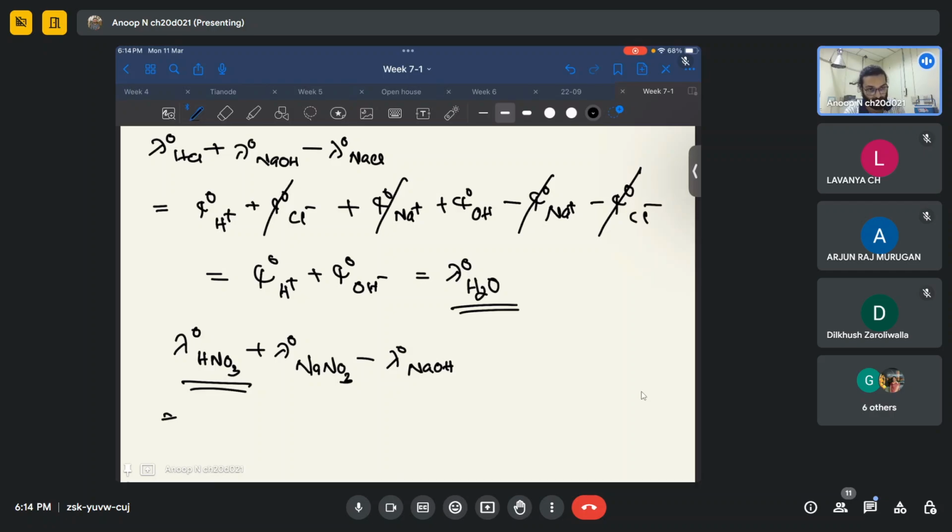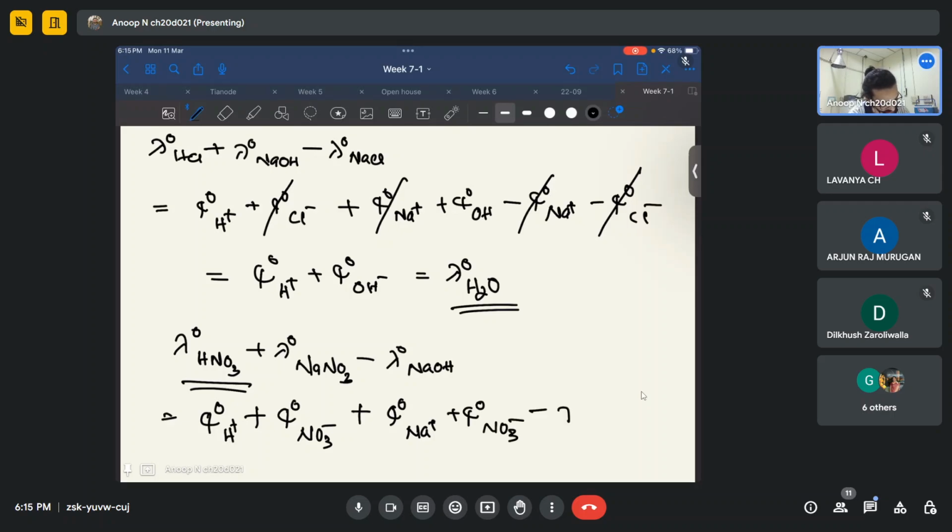Lambda 0 HNO3 is equal to L0 H plus plus L0 NO3 minus. We have to write equivalent conductance in terms of ionic conductivity. So similarly, how can I write lambda 0 NaNO3? L0 Na plus plus L0 NO3 minus.